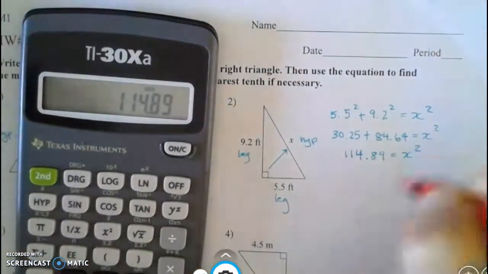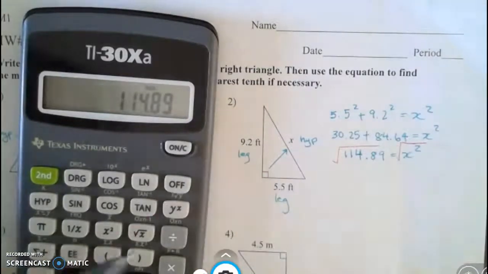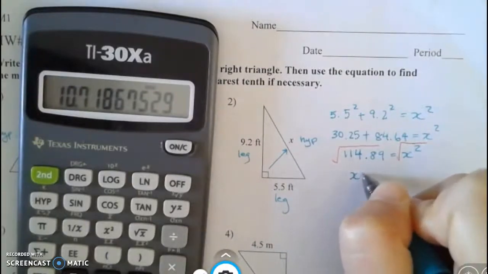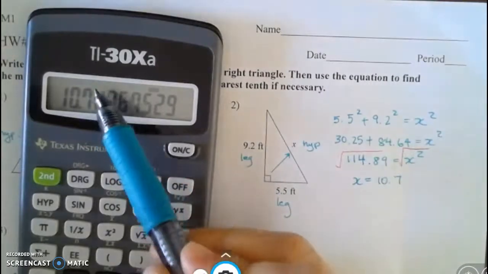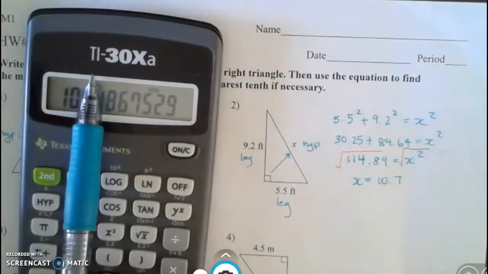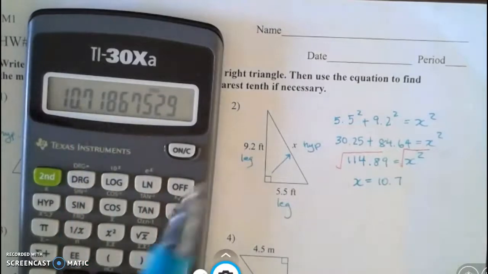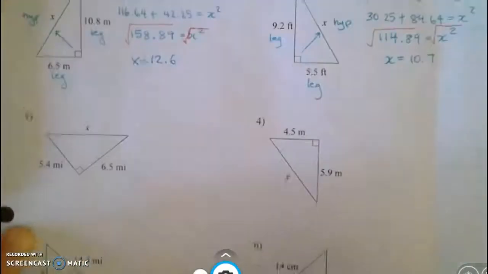And again, to undo squaring, I take a square root of both sides. When I take a square root, I get x is equal to 10.7 to the first digit. Again, I need to cut off right here after the 7. But before I do that, I need to consider the next digit, which is 1. So 1 is less than 5. I do not round up. I leave it as it is.